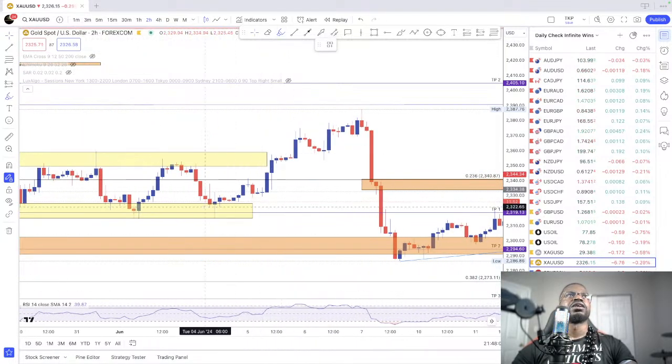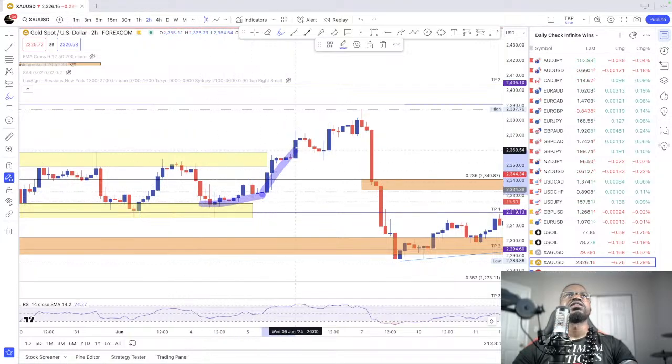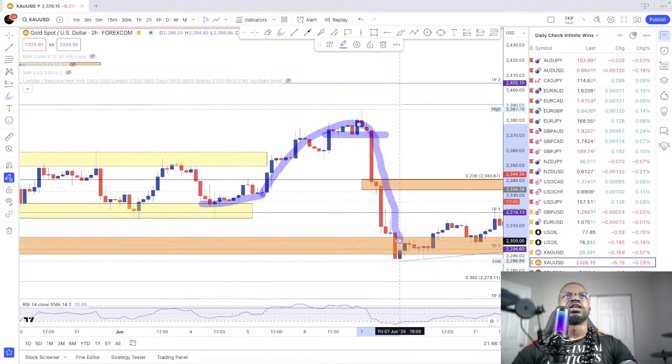This thing was what? Consolidating here. This was the uptrend, consolidation again, and then it fell. And what happened when it hit the lows? It consolidated. Let me go back to this chat just in case you guys are saying something that I can't see.